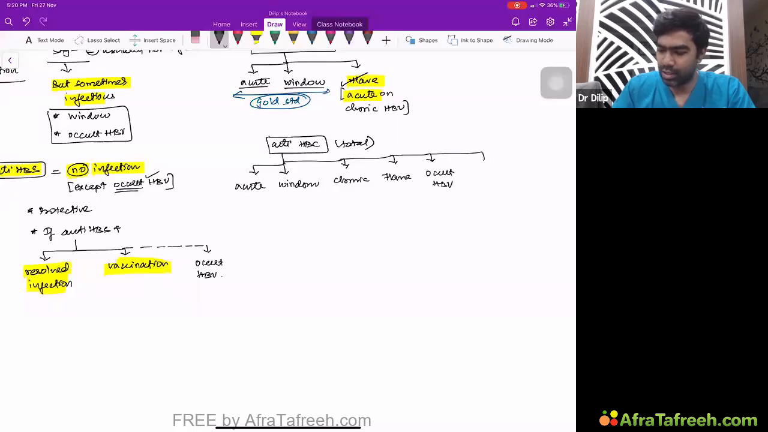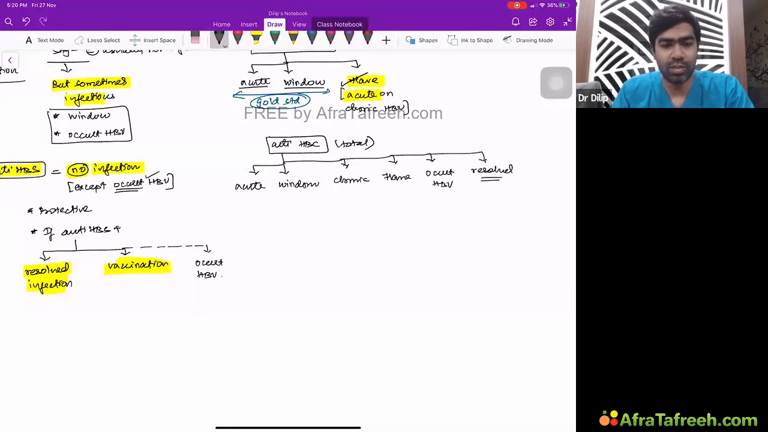It can be seen in resolved infection. So which means in a wide variety of cases, you will be seeing anti-HBc total. Anywhere in this spectrum, you can see anti-HBc total. The only place where you don't see anti-HBc total is in vaccinated status. In vaccinated individuals, you don't see anti-HBc. So this is the only place where you do not really see anti-HBc total. In every other situation, you will be seeing anti-HBc total.